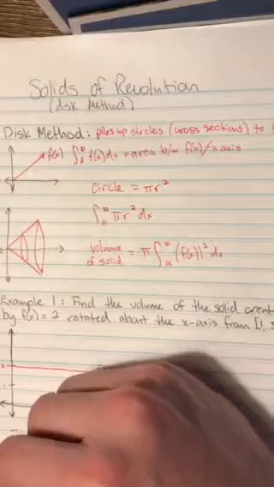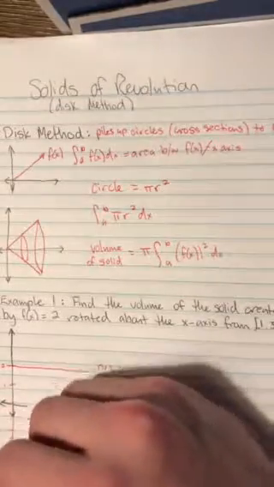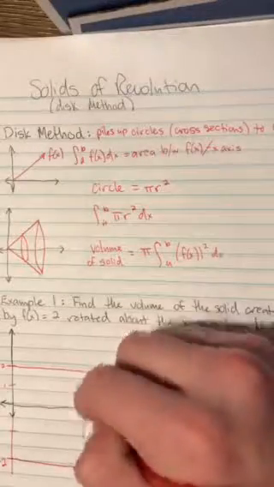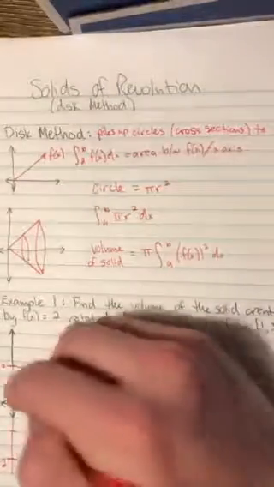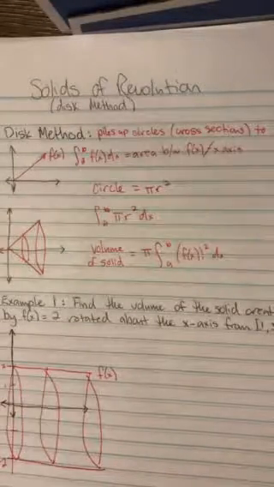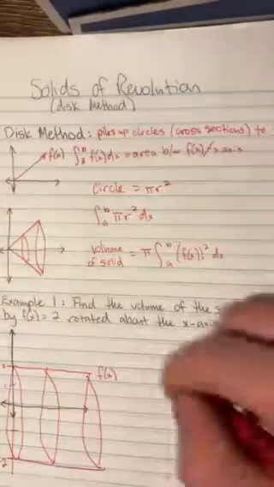You're going to reflect it over the x-axis. So here's a -2, and it's going to look like a big cylinder. And there are all of our disks, our cross sections. The first thing you do after that is set up the integral.